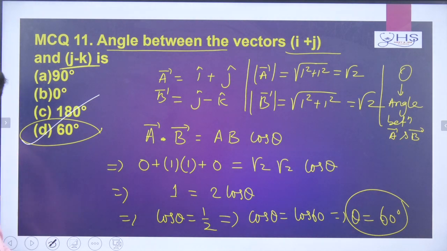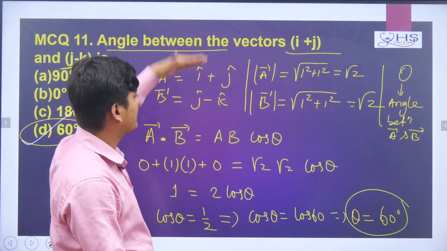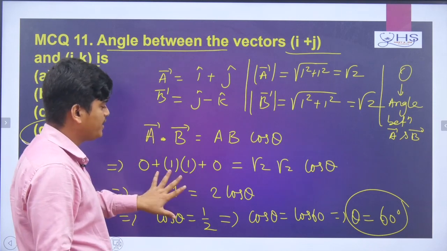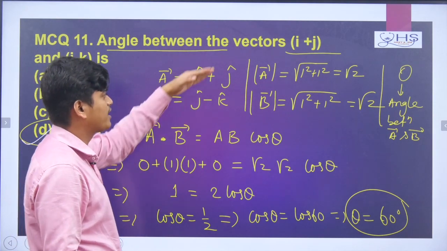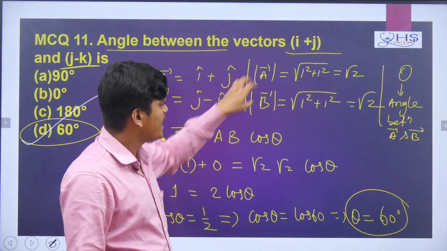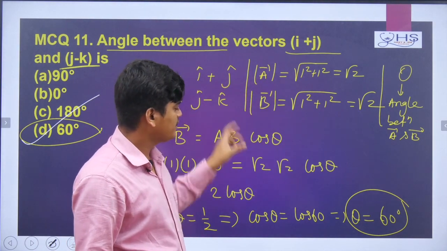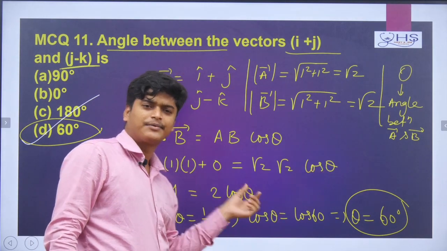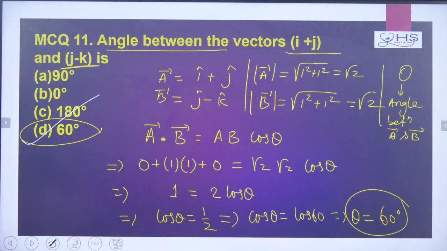Okay, so it is a simple question. Here just A vector and B vector are given, just do A dot B, so find what comes according to the component form. Then A dot B is nothing but AB cos theta, and you find the A and B magnitudes from the components. Then cos theta is nothing but 1 by 2, then theta equals 60 degrees.